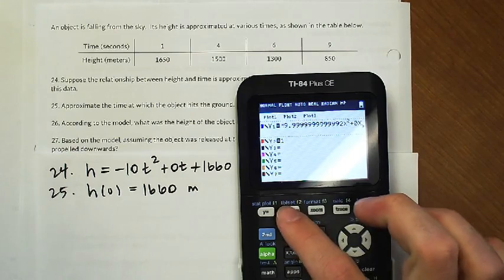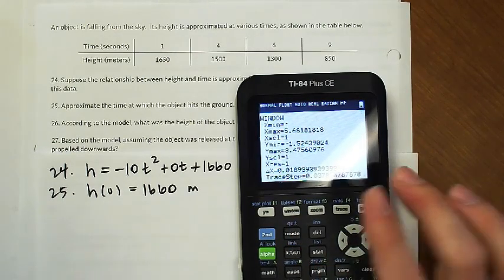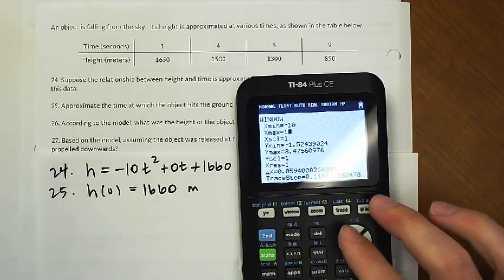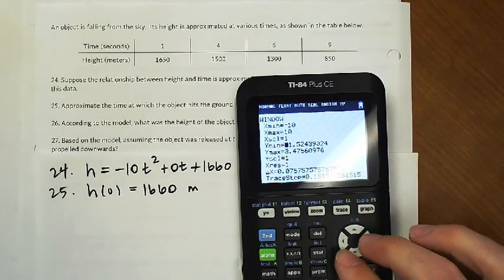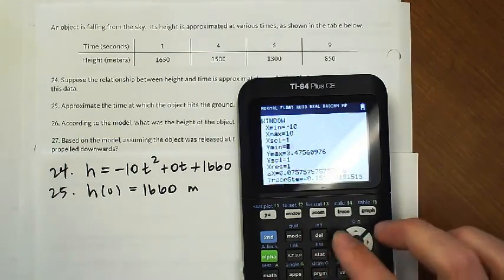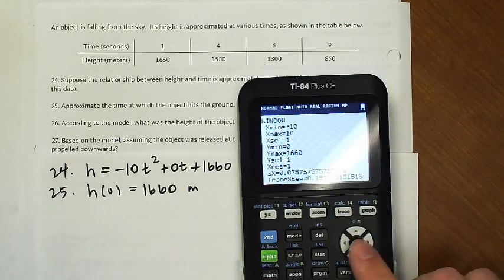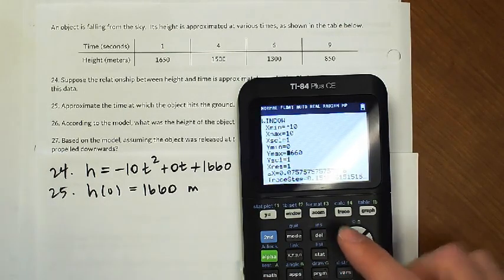So I'm going to let x run from, I don't know, negative 10 to 10 maybe. It looks like a pretty decent window. Okay, y doesn't need to go below 0 because the ground level is 0. It's not going to go underground. Y maximum, maybe I'll just say 2,000.